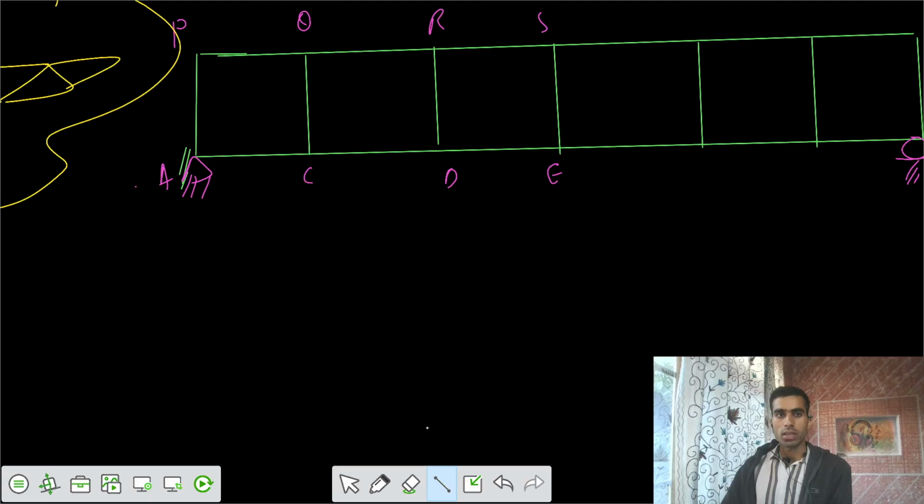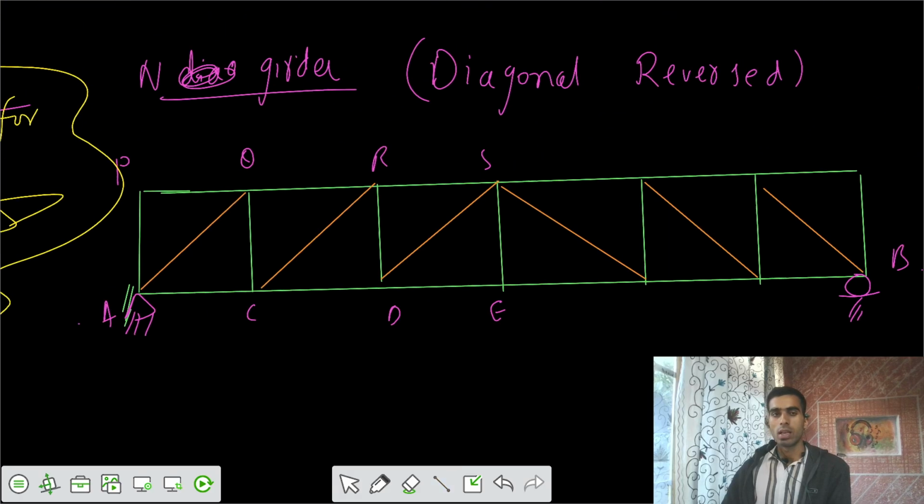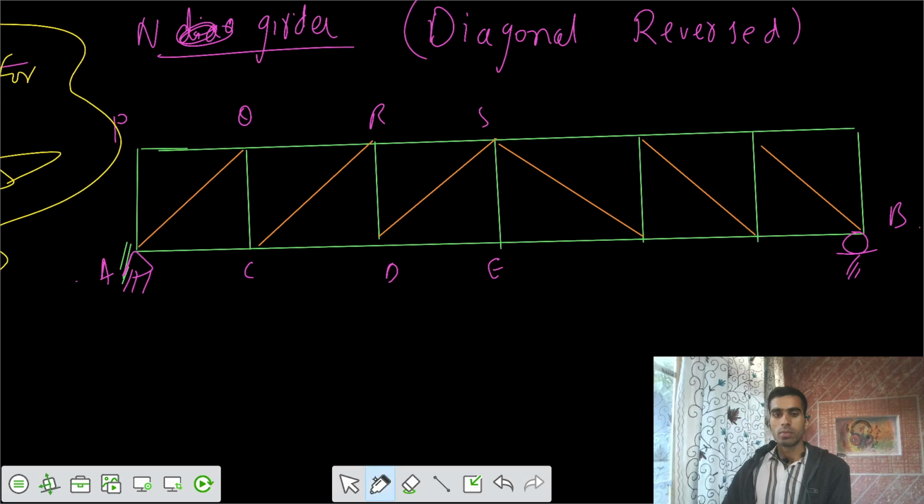If the diagonals are not in this N direction, they are opposite of that. That's what makes the difference. Let's highlight that. I would say in this direction, you have to go up to the midpoint, and after that you have the actual N. That's what you call the diagonals being reversed.